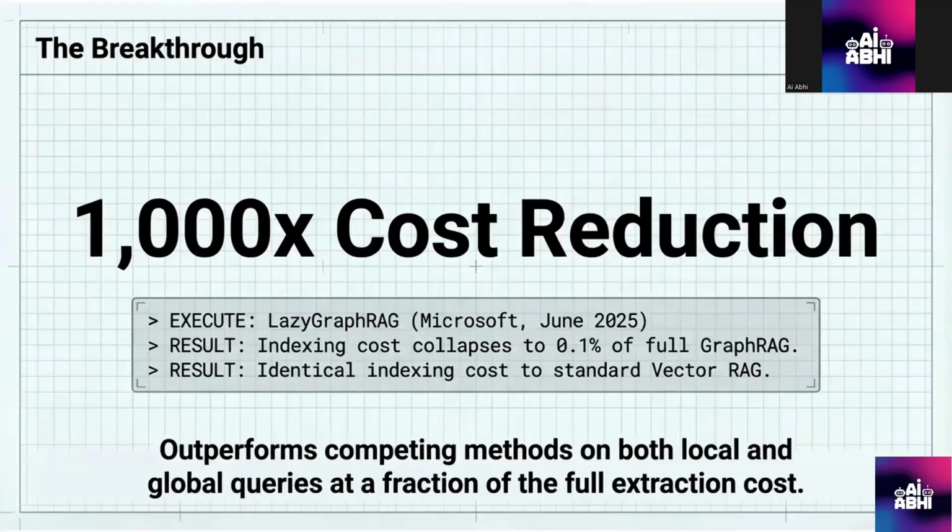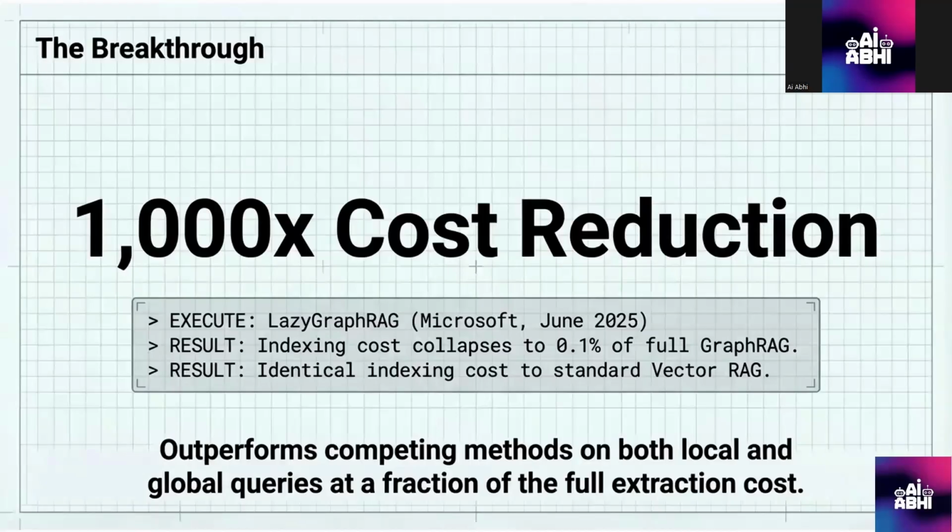So let me tell you how Lazy GraphRAG works. It combines best-first search, vector RAG's strength of finding the relevant chunks, with breadth-first search, GraphRAG's strength of covering the whole dataset, in an iterative deepening pattern. It starts shallow and only goes deeper for the parts of the graph that matter for your specific query.